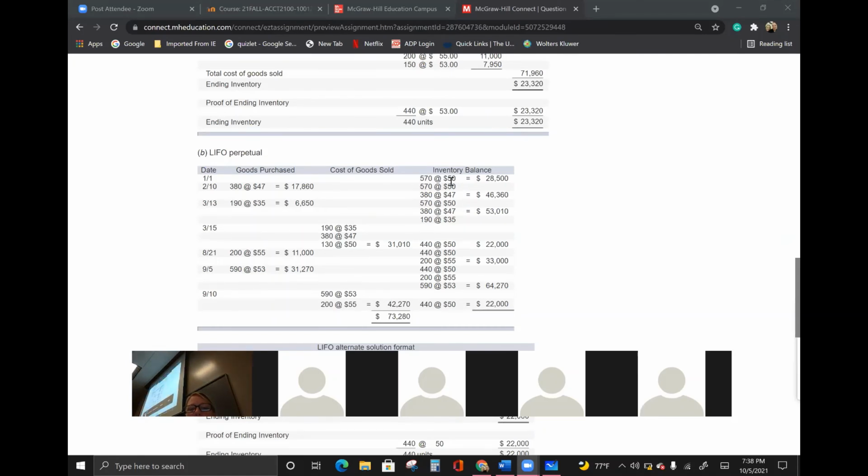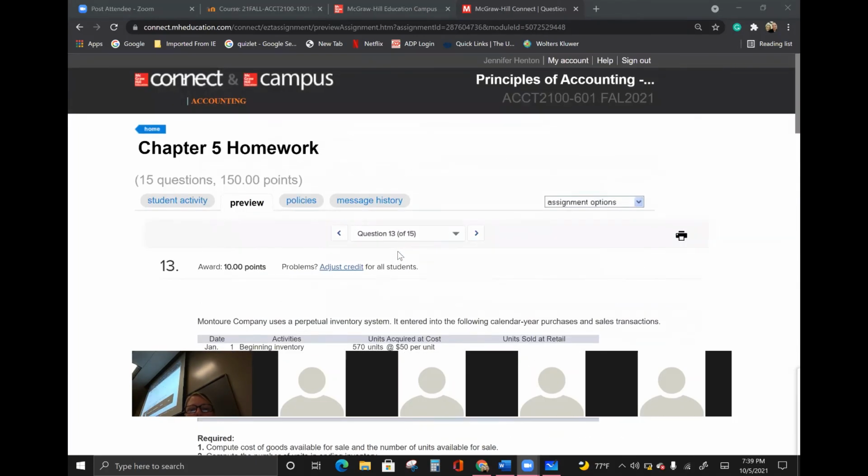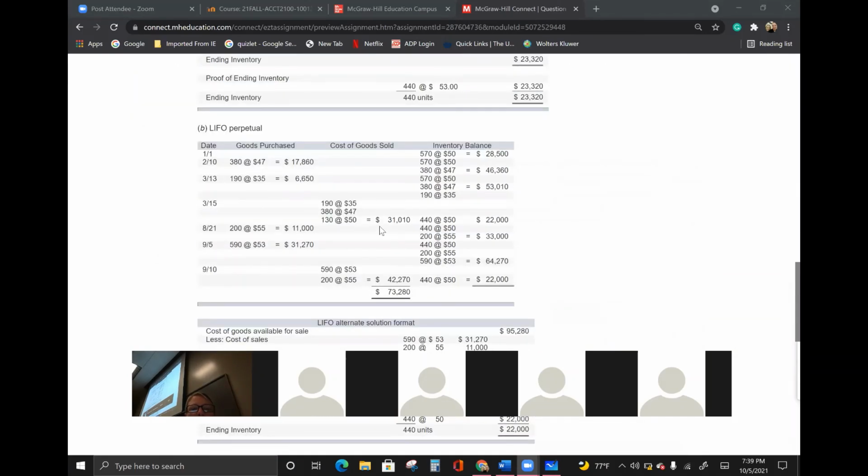When I sell, the first batch I think was 700 units. Okay, so we have 700 units that we sold on 315. I'm going to use what first? Last in, first out. So what batch? The last one we purchased. The last one we purchased was this 190 at $35. So that one's going to go first. Then I have 380 units at 47.